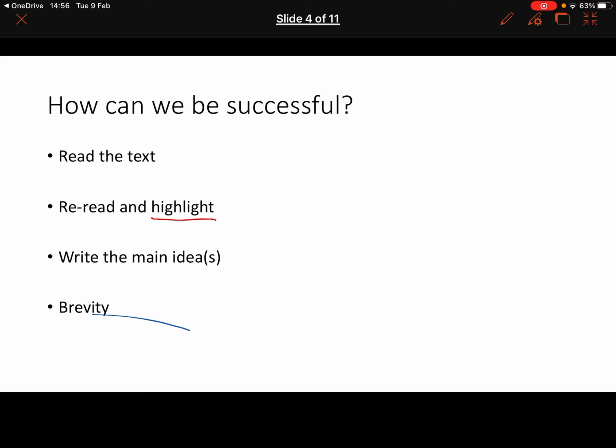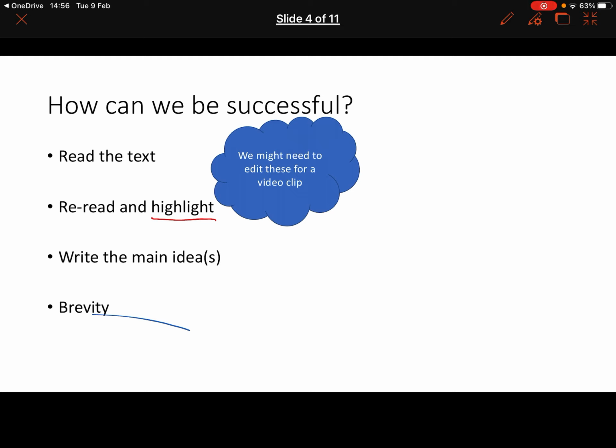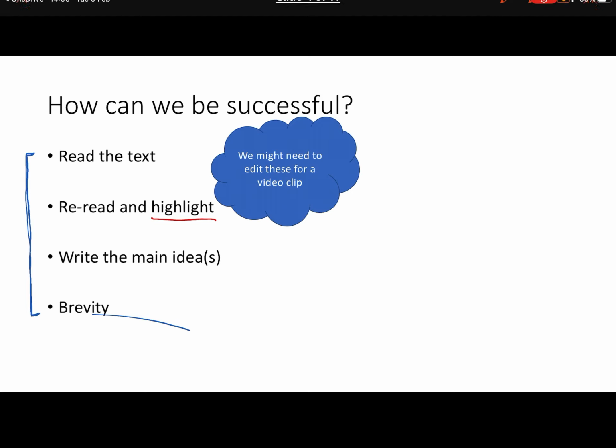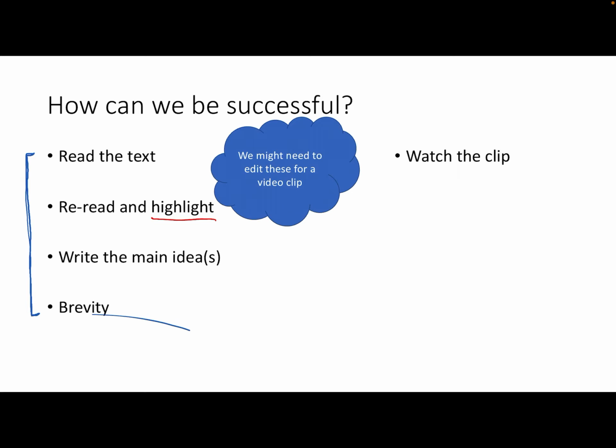Then we also need to remember that, what was that word? Brevity. So that means to be really brief. We're not going to include anything that's unnecessary. But for our video clip, how might we edit what we used for a text for a video clip? So have a think about that. So can you write a set of 4 rules that you might use for summarising a video clip?